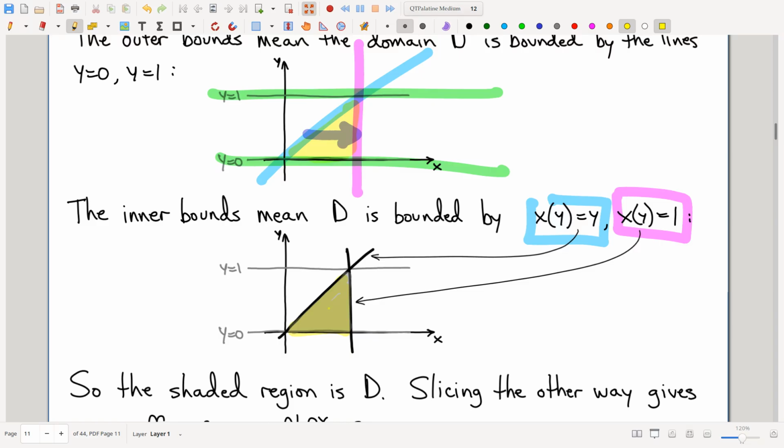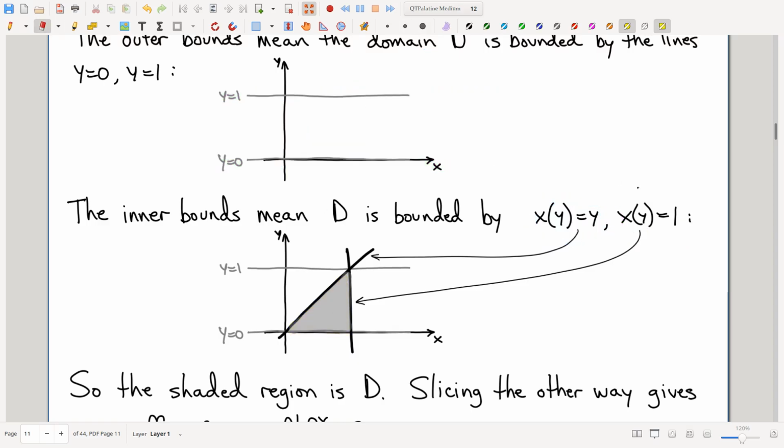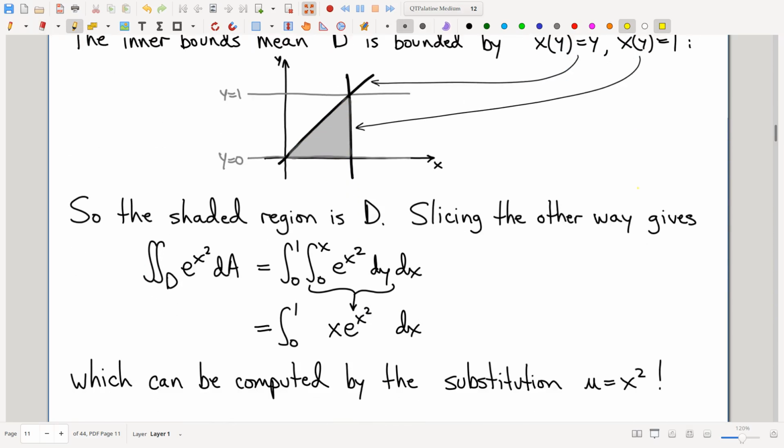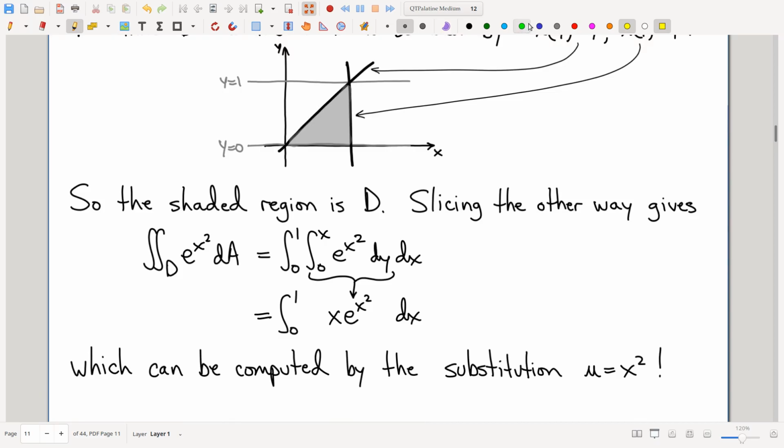Everybody see that process? Just undoing the slicing process. Okay. All right, having recovered our original double integral, slicing in the other order is kind of the usual process. Okay, x is going to go from 0 to 1.